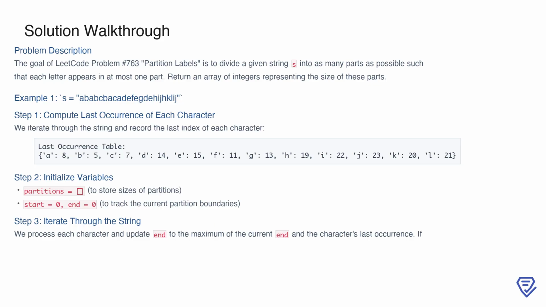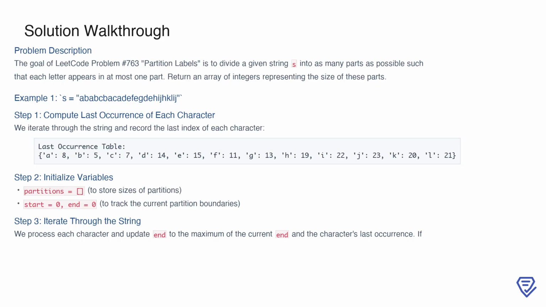This means that within each partition, all occurrences of a character must be completely contained. For example, given the string ababacadefegdehikli, we first compute the last occurrence of each character. By iterating through the string, we can create a table that maps each character to its last index in the string. This table helps us determine the boundaries of each partition. Here, the last occurrence of a is at index 8, b at index 5, c at index 7, and so on.